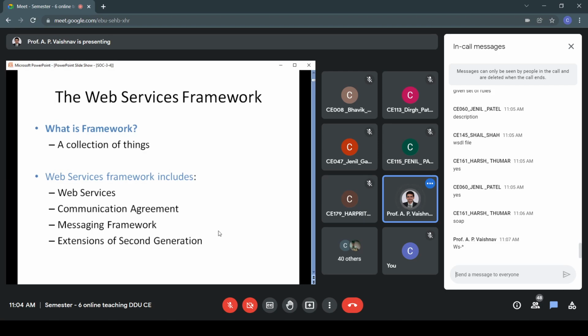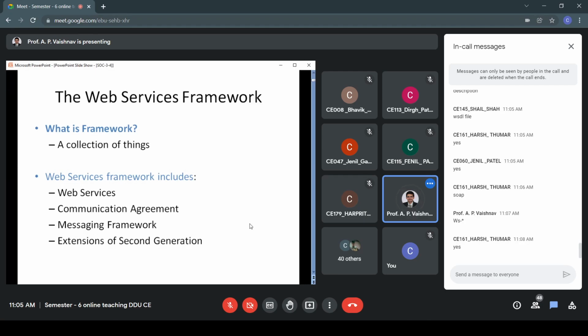Are you clear with this slide? Yes. So the goal of this chapter would be to cover these parts, actually two parts over here: communication agreement and messaging framework. So we will see how the WSDL file is structured. We will go into detail of the WSDL file, and we will also see how a SOAP message is constructed, right? So that we'll be seeing slowly, but before that, we'll be learning what the possible types of services are which we can have in SOA. Yes, can we go ahead?